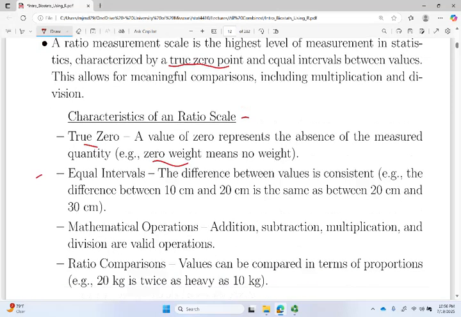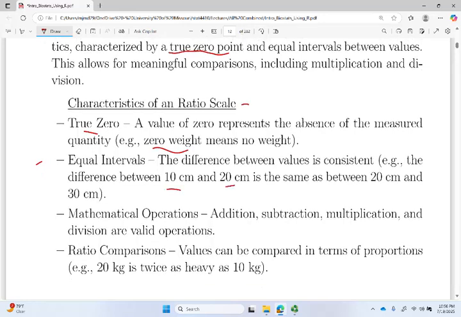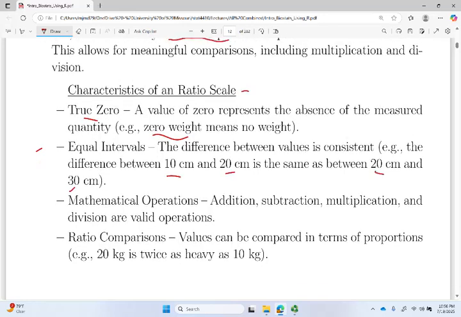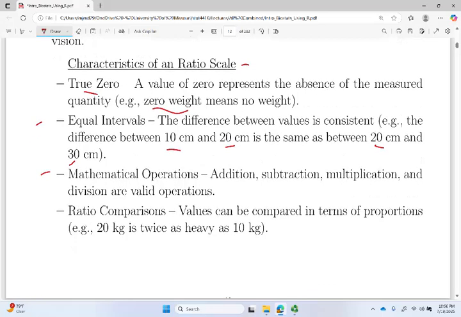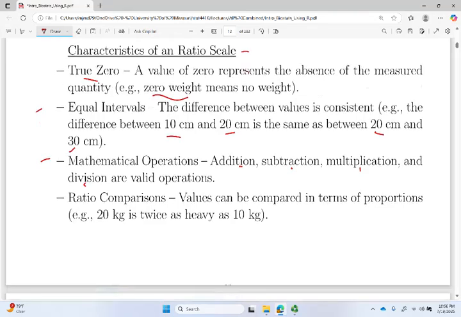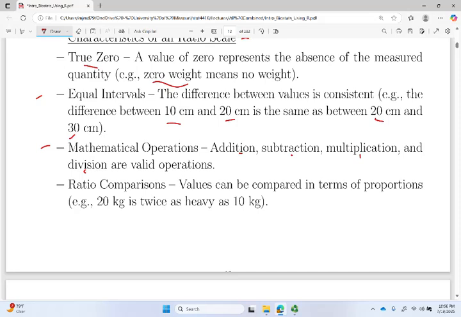The intervals are equal, so the difference between points makes sense. If the difference between several points is all the same, it means something. 10 centimeters to 20 is the same as 20 to 30. The mathematical operations that make sense in ratio scale data are addition, subtraction, multiplication, and division; they're all valid. And in ratio data, ratio comparisons mean something, which means proportions make sense.